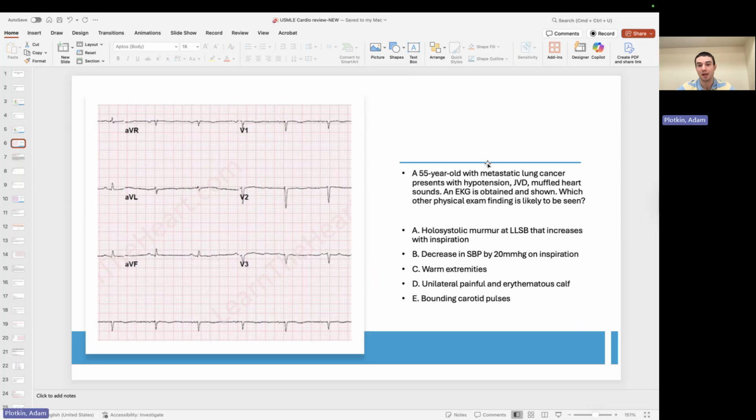All right. We have a 55-year-old with metastatic lung cancer presents with hypotension, JVD, muffled heart sounds. An EKG is obtained and shown. Which other physical exam finding is likely to be seen? So consider A through E, take a look at your EKG, and then make your best guess. All right, in this one, it is going to be your B.